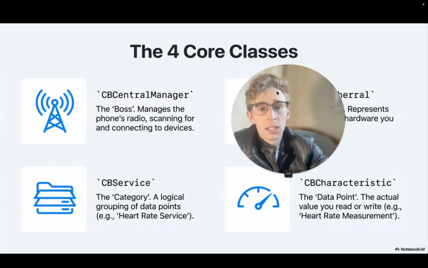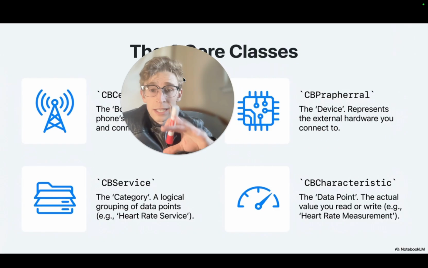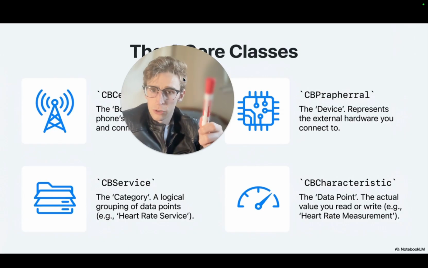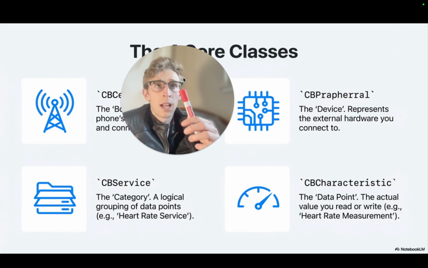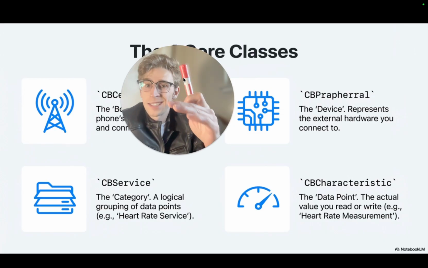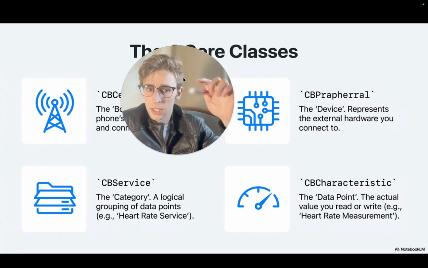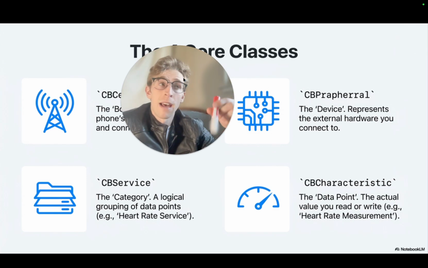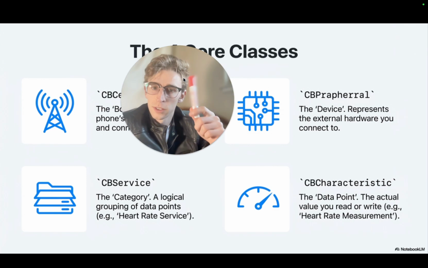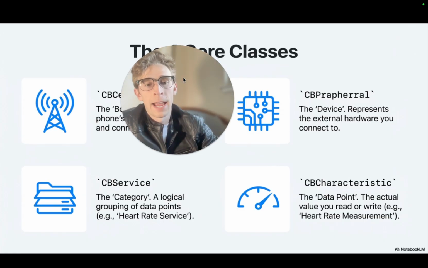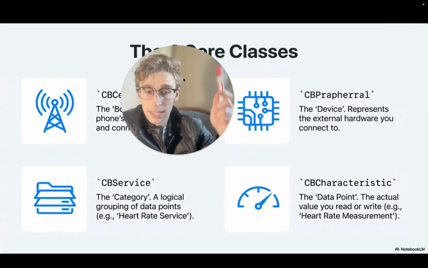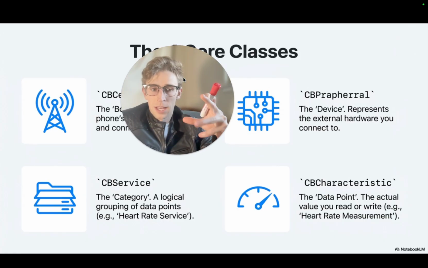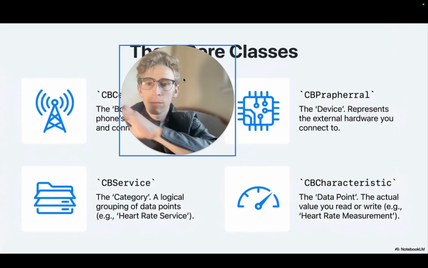And then finally, you have the CB characteristic. Now, in each of those services, let's say you have a temperature service and a battery service, you're going to have different characteristics. Maybe in that temperature service, you have the current temperature and the desired temperature. Those are each CB characteristics. And then in your battery service, you have the CB characteristic that is the charge of your device. And that's probably all you'd have in that service, and that would be another characteristic. So these are the data points or the actual values that you are reading or writing. Onwards.